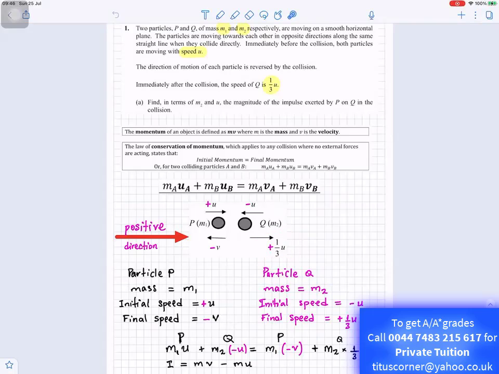So using the law of conservation of momentum, we have P, Q, P, Q. Initial momentum for P, m1u, plus for Q, m2 times minus u, is equal to final momentum for P, m1 times minus v, plus for Q, m2 times 1/3 u. That's the 1/3 there, the minus v for P, the minus u for Q, and the u for P. Very important to get that correct.